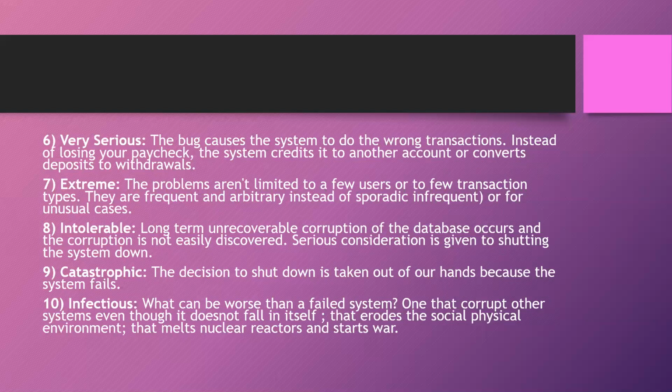Next we discuss the catastrophic bug. The decision to shut down is taken out of our hands because the system fails. And next and last is the infectious bug. What can be worse than a failed system? One that corrupts other systems, even though it doesn't fail itself, that erodes the social and physical environment, that melts nuclear factories and starts wars. So these were the 10 kinds of bugs I have discussed.